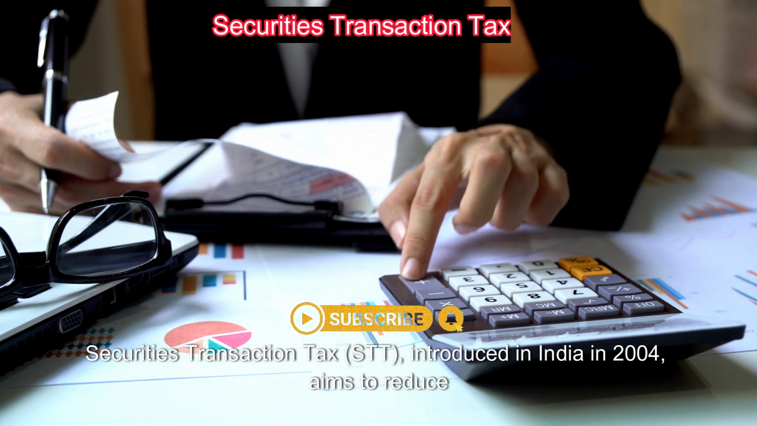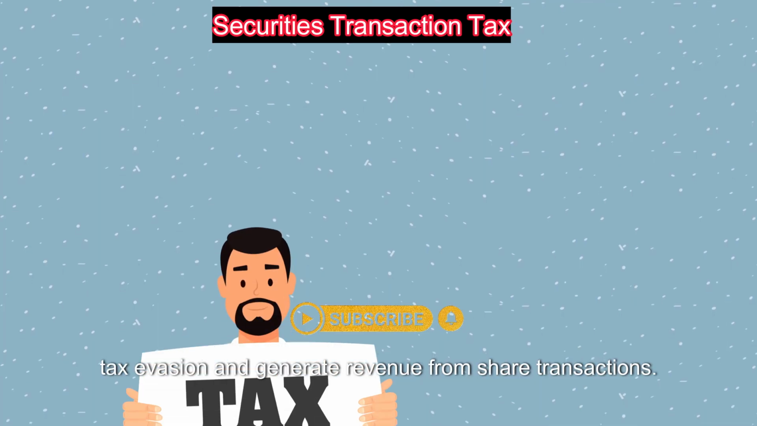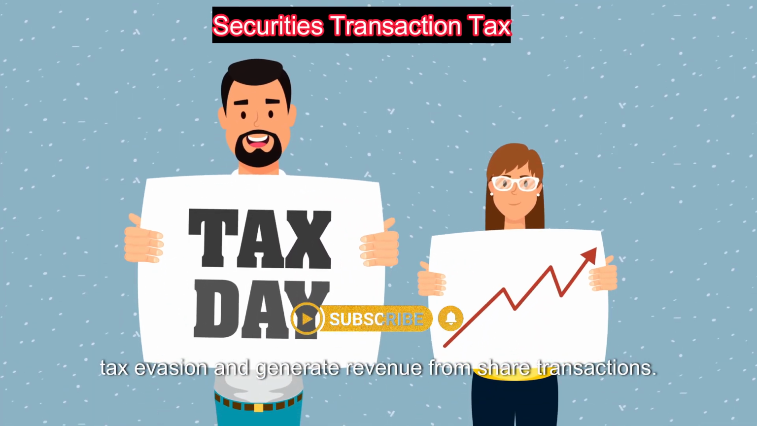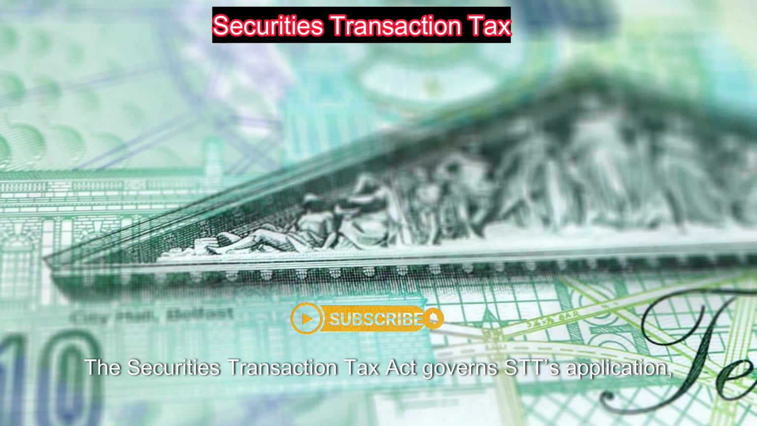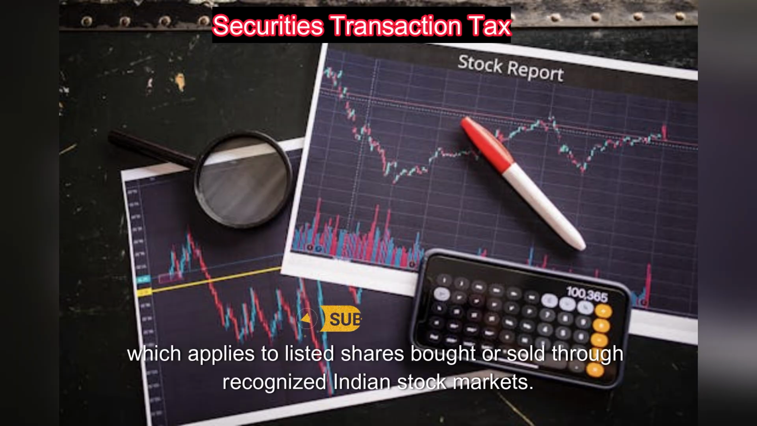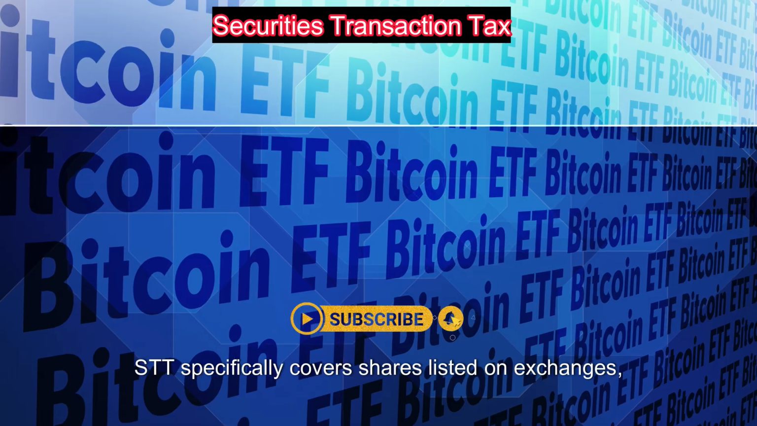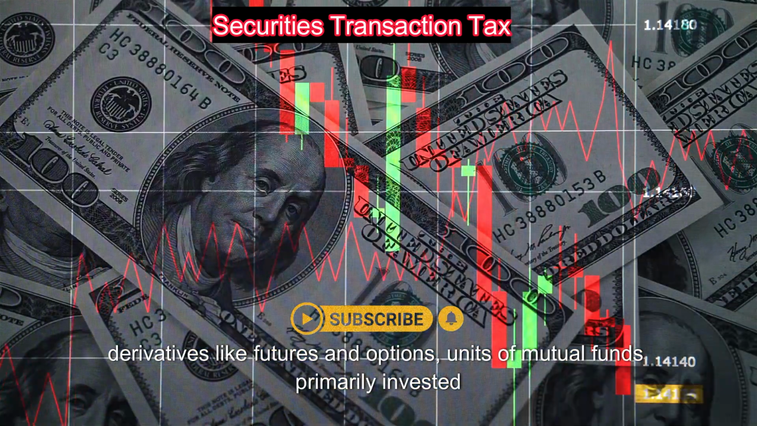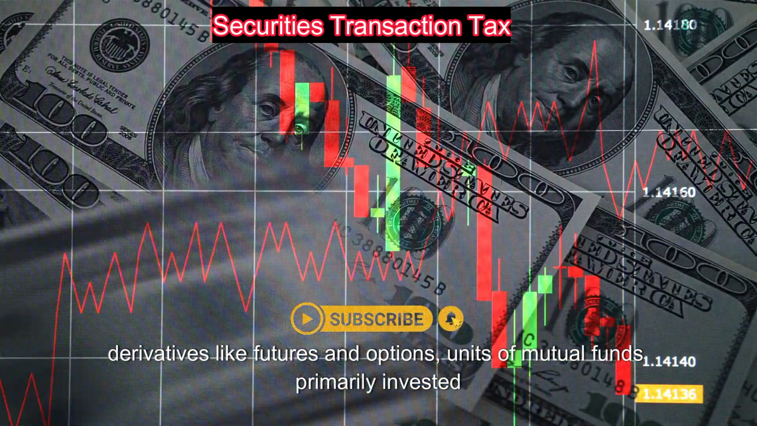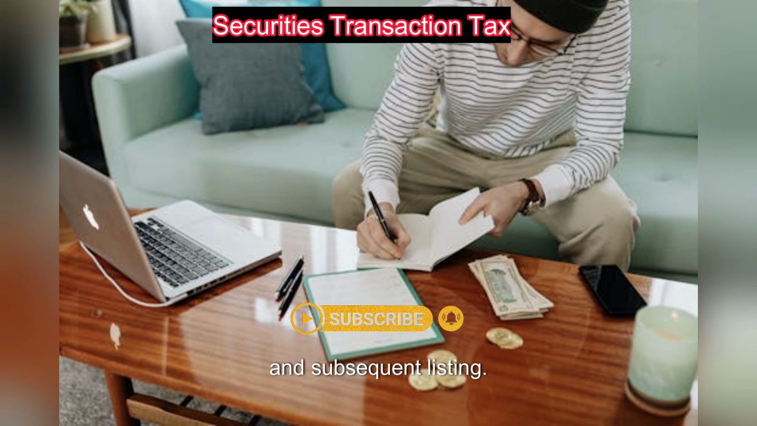Securities Transaction Tax, STT, introduced in India in 2004, aims to reduce tax evasion and generate revenue from share transactions. The Securities Transaction Tax Act governs STT's application, which applies to listed shares bought or sold through recognized Indian stock markets. STT specifically covers shares listed on exchanges, derivatives like futures and options, units of mutual funds primarily invested in shares, and unlisted shares sold during initial public offerings, IPOs, and subsequent listing.